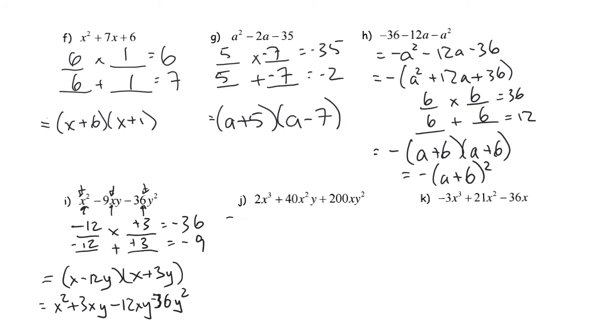All right, now this one, when I take a look at it, I got a cube in there and whatnot. But notice I can take out some stuff that's common. First of all, there's a common 2 to every coefficient. And not only that, but there's a common x. And after I take that out, that leaves me with x squared plus 20xy plus 100y squared. So I've got this x and y relationship going on here. I want to figure out what it is I'm looking for.